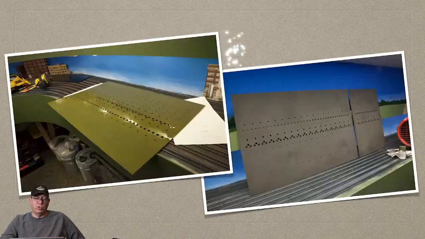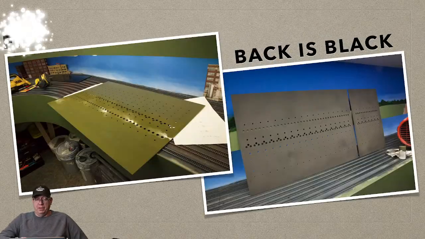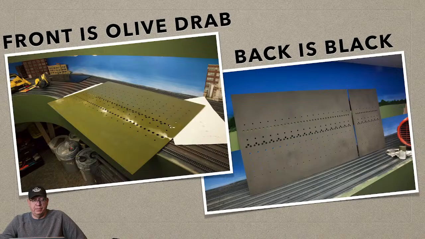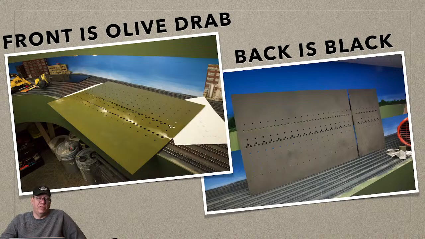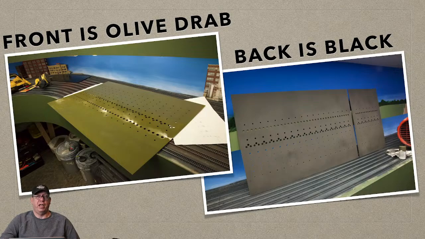When all the holes were drilled, you end up with a sheet that looks like this. You end up with all the holes drilled into the sheet, and we painted the front of the ABS panel with a plastic paint, olive drab. The reason most of the CTC panels were olive drab is that this was during the war when they were building a lot of these, and olive drab was a paint that was very inexpensive and readily available. And again, the back of the panel was painted black.